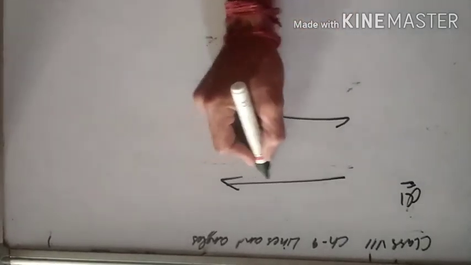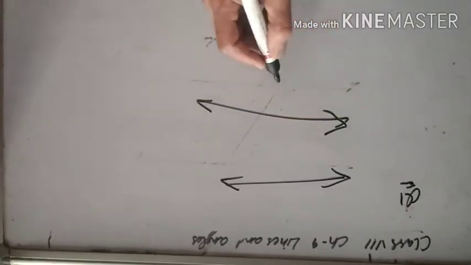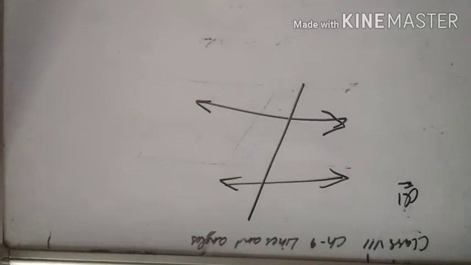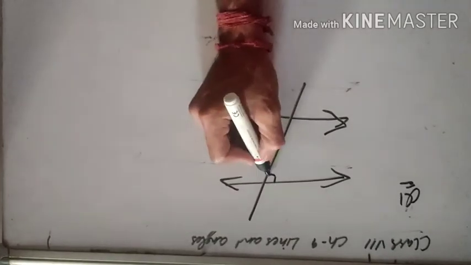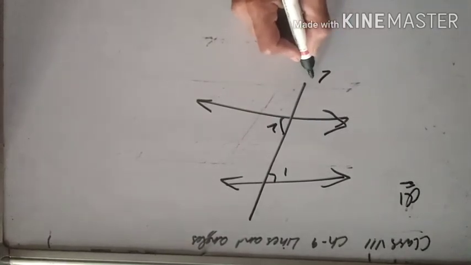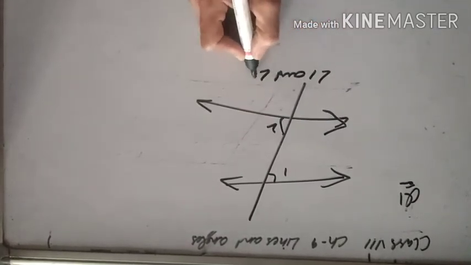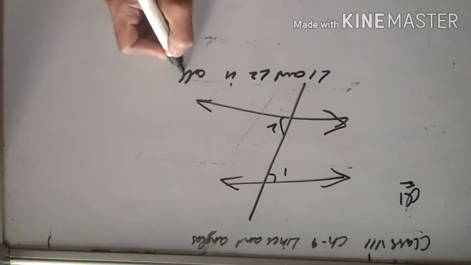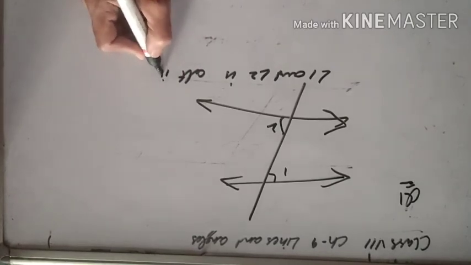Now see example number 1. Example number 1: identify the pair of angles marked in the following figure. Question number 1, first part: two lines are given and a transversal is given, and angles 1 and 2 are marked. So angles 1 and 2 are alternate interior angles.